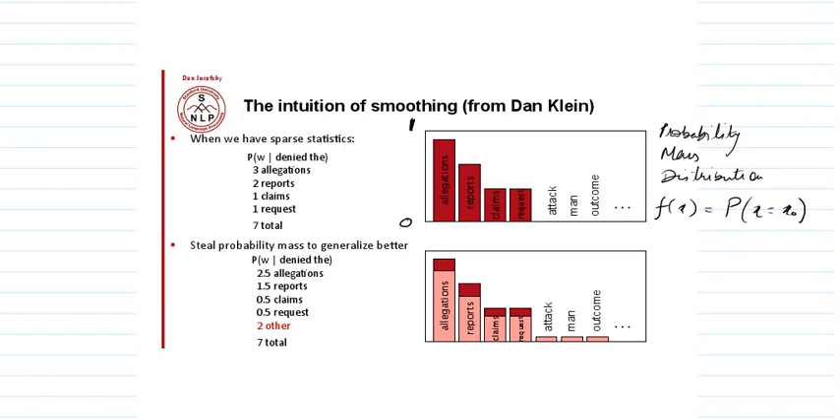So this can be drawn for a given corpus, right? And we see that the probabilities are 0 here: the attack is 0, the man is 0, the outcome is 0. Now for all those words in which the probability is 0, we have this as the training data, and we have this as the test data. So we somehow try to make these probability masses non-zero, right?